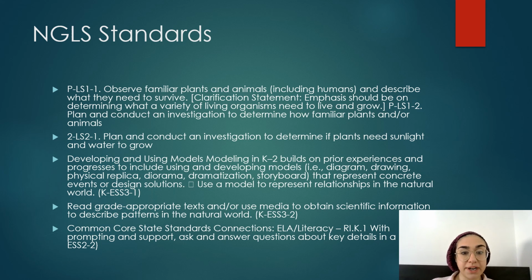So the first one, pre-kindergarten: observe familiar plants and animals, including humans, and describe what they need to survive. And plan and conduct an investigation to determine how familiar plants or animals grow. The second one is from grade 1: plan and conduct an investigation to determine if plants need sunlight and water to grow. The next one was from kindergarten, developing and using models. So this was more of an extension of how they go about using these standards in their learning.